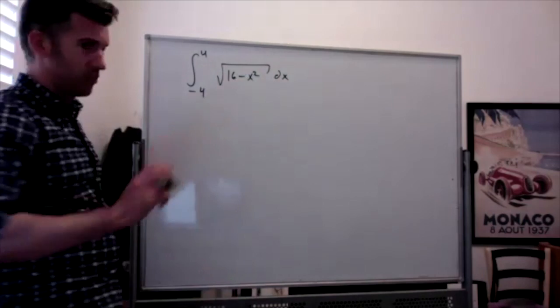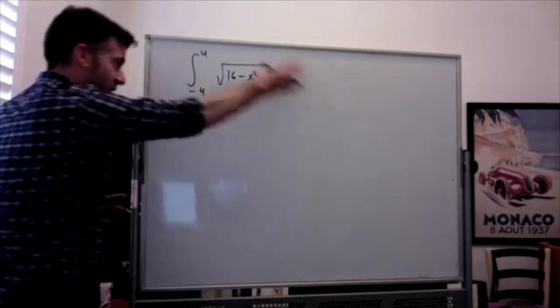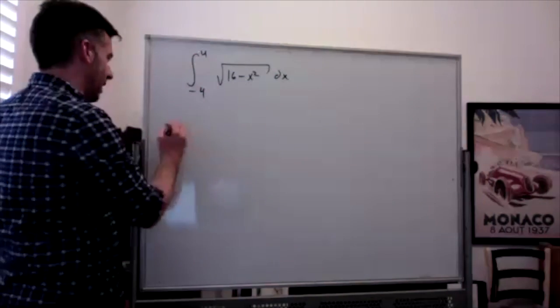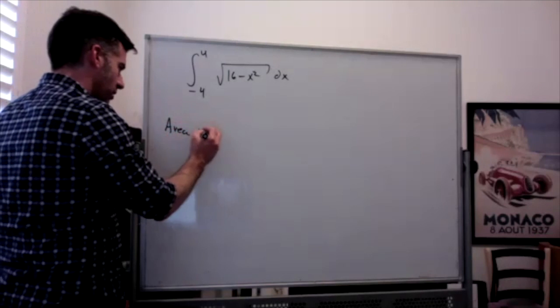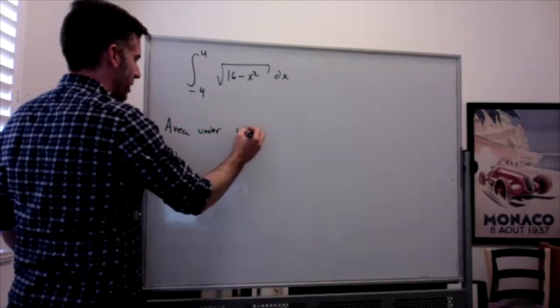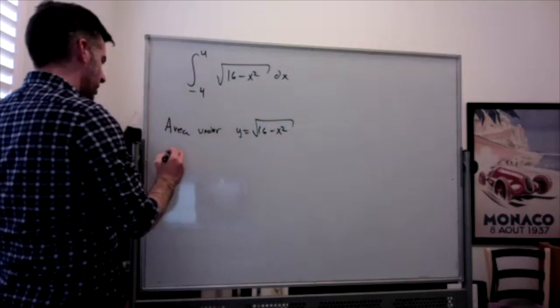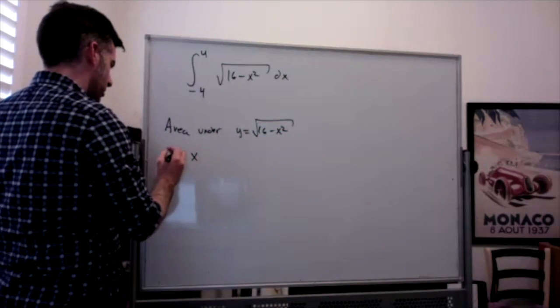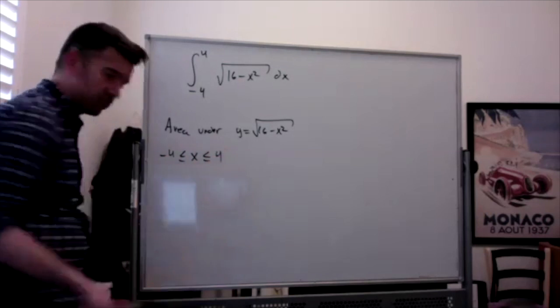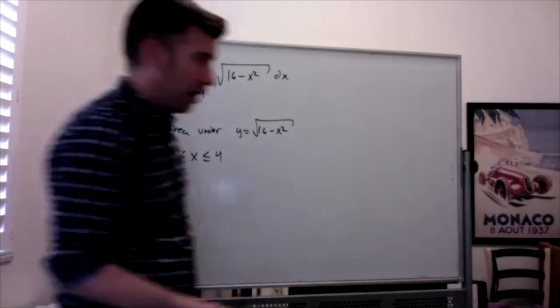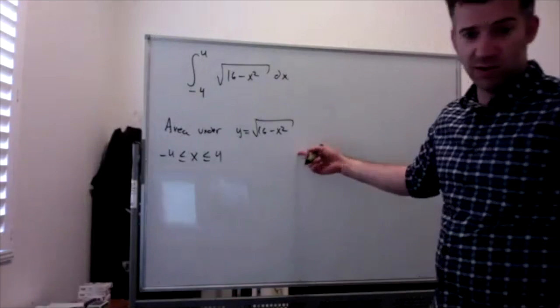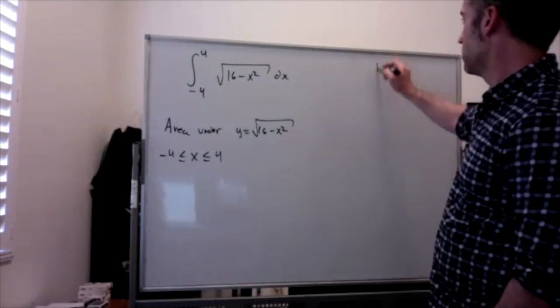So again, I should reemphasize. This expression means we want to find the area under y equals the square root of 16 minus x squared between -4 and 4. Okay, we can graph this. Do we know what the graph of this is?